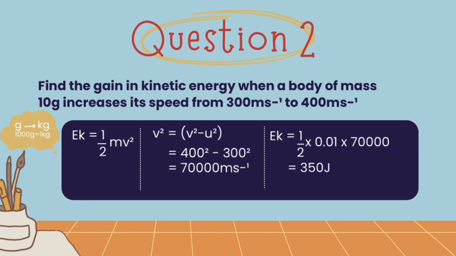Now, we will apply this information in the kinetic energy formula. Therefore, we will get 1/2 multiplied by 0.01 multiplied by 70,000 for the velocity squared. We got 0.01 kilogram from converting 10 gram. Lastly, we will get the gain in kinetic energy, which is 350 joule.